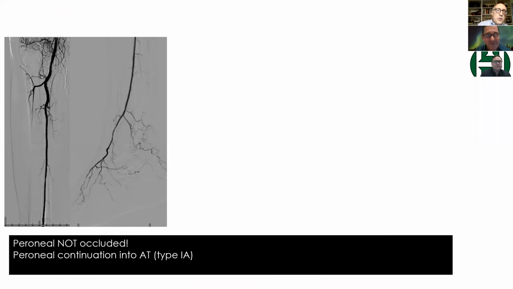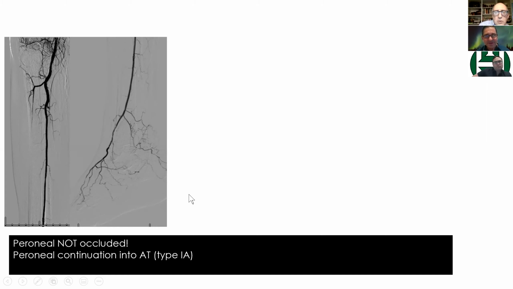So what we see on the angiogram is that the anterior tibial looks like it's open proximally, but then it occludes in the proximal calf. The peroneal artery is open throughout its course without significant disease, and it does reconstitute the anterior tibial and dorsalis pedis artery here.